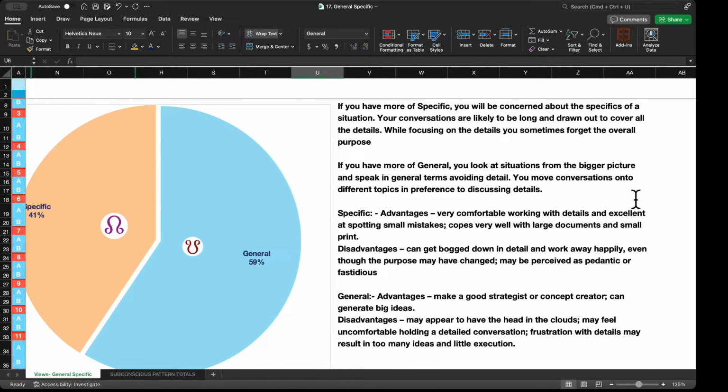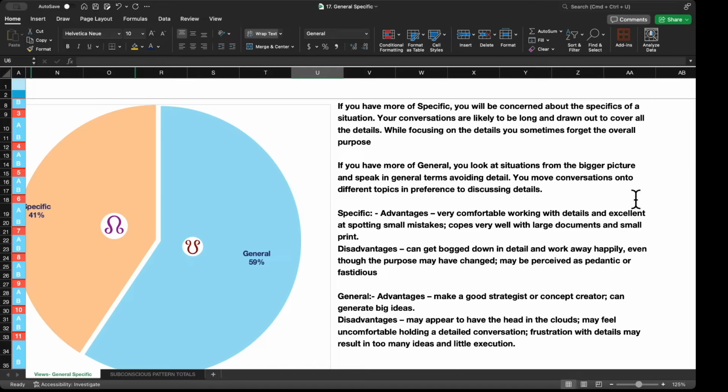You move conversations onto different topics in preference to discussing details. You want to switch from one subject to another very fast. You don't want to get into specifics, the general people. They are more of jack of all, master of none also, you might say. Specific people are more of mastery of one thing and one thing only, to the exclusion of the bigger picture.